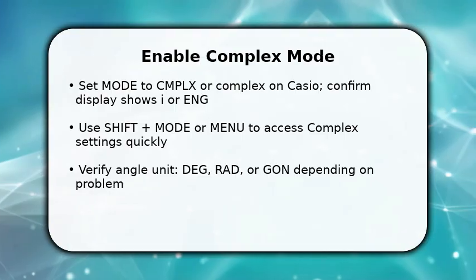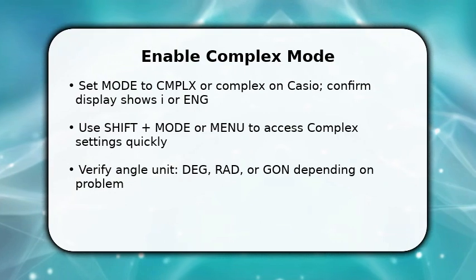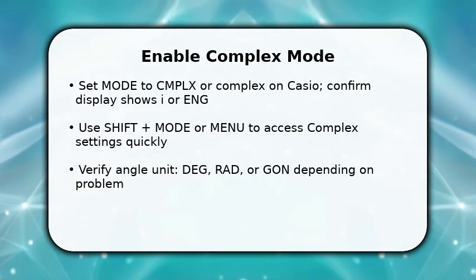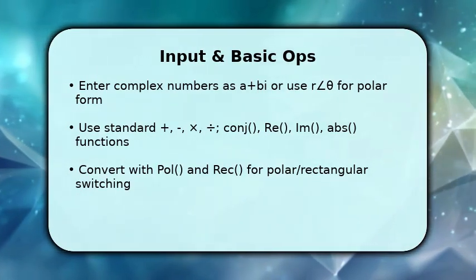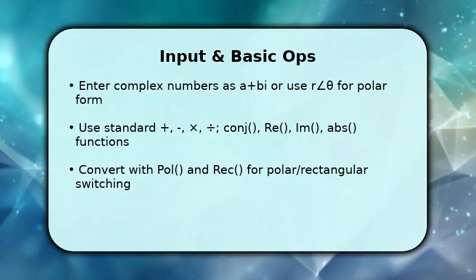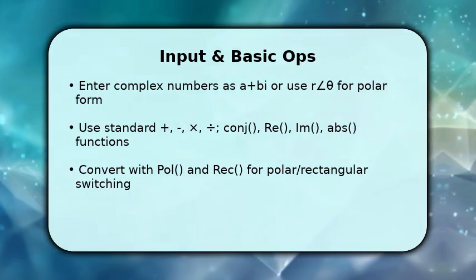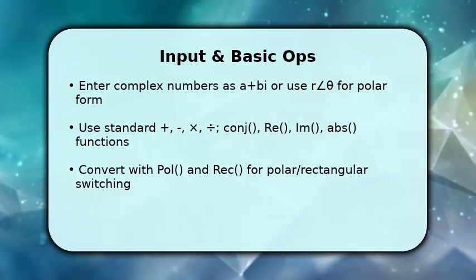This establishes how input, polar/rectangular conversions, and functions like abs will behave through the remainder of the process. You now enter and manipulate complex numbers. Type 2 plus 3i directly for rectangular form, for polar use r angle theta or pol, r theta if your model supports it. Perform arithmetic with plus, times, divided by as usual, results remain complex.